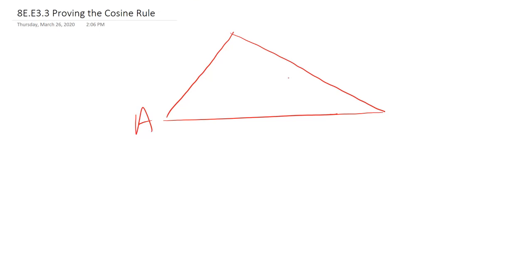Hello everybody, we're going to look at the last rule you need to know to do anything you like with scaling triangles, and this is called the cosine rule. It's far more complicated to prove, but I'm going to have a go now at showing you the proof of this. As always, we're going to start with our model scaling triangle.